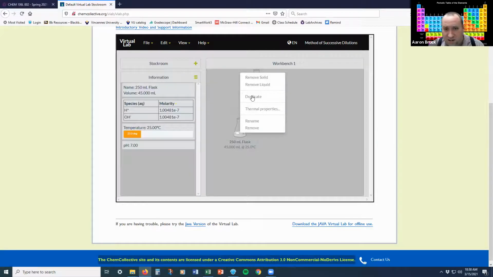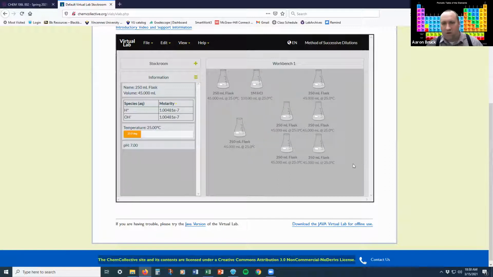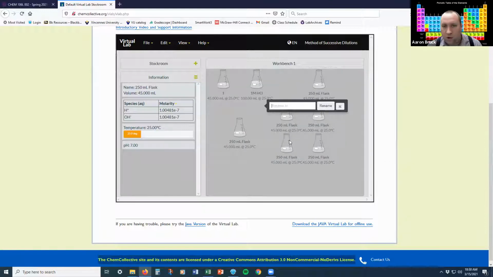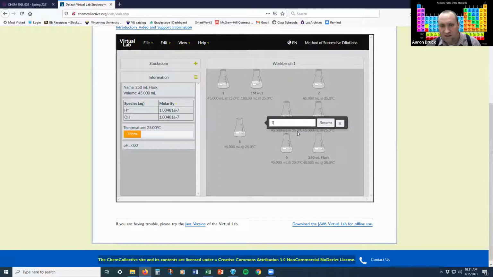You can duplicate. So I need 7 of these, so that's a 2, 3, 4, 5, 6, 7. All of them have 45 milliliters of water in them, which is exactly what we want. And now we're just going to rename them. 1, 2, 3, 4, 5, 6, and 7.